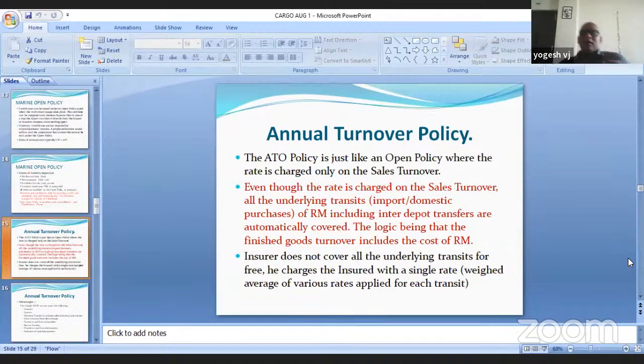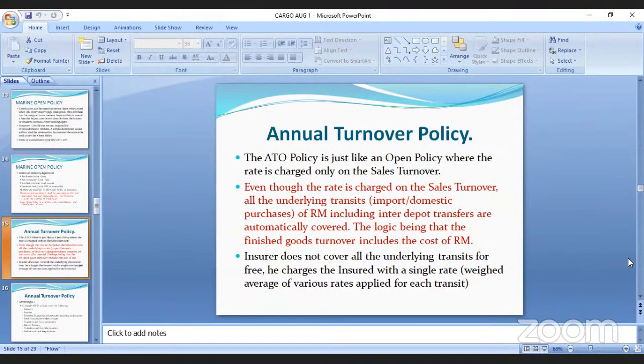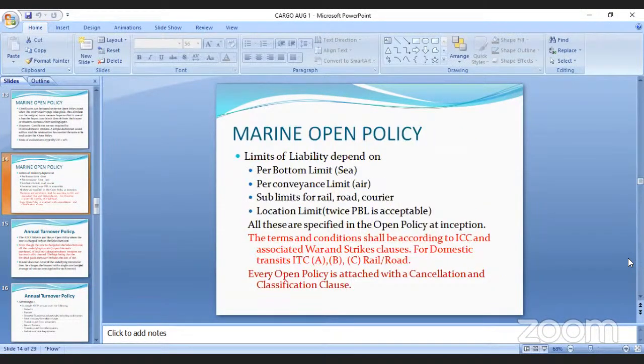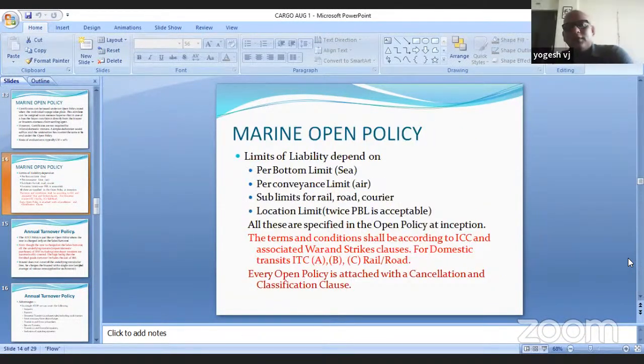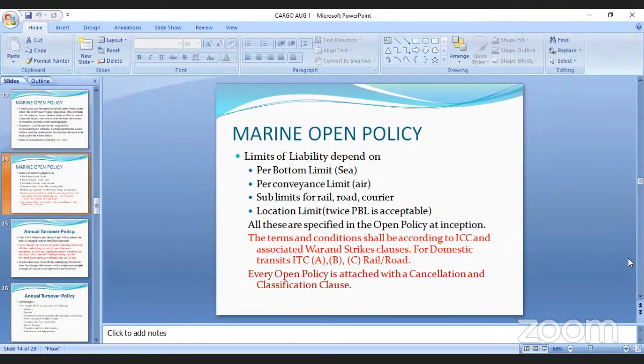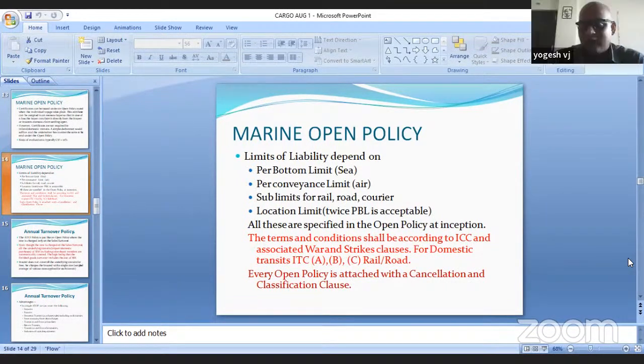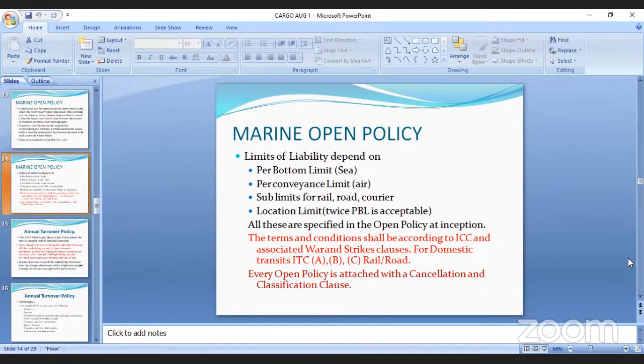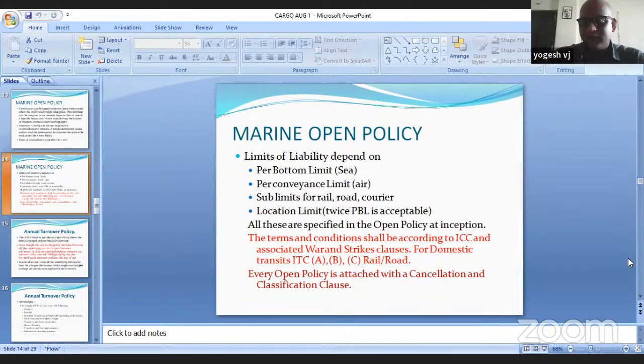Now, what is an annual turnover policy? Sorry, yes, sir. Could you please explain the classification and cancellation clause? The policy stands cancelled when the sum insured exhausts, or the period ceases. Classification is again a vessel's classification clause. I hope you understand this. If the vessel is not a classed vessel, then the institute classification clause is attached to the policy. If it is a classed vessel, then it is fine.